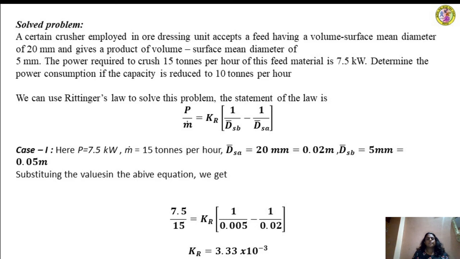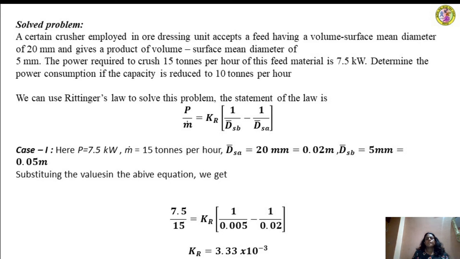Let us now take up a problem. Let me read out the question. A certain crusher employed in an ore dressing unit accepts a feed having a volume surface mean diameter of 20 millimeters and gives a product of volume surface mean diameter of 5 mm.